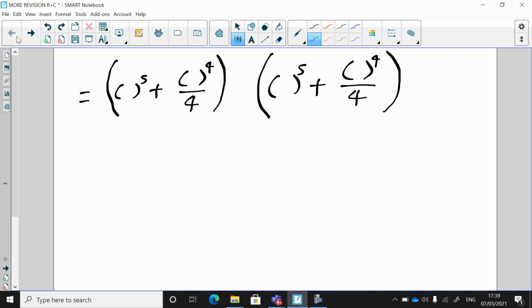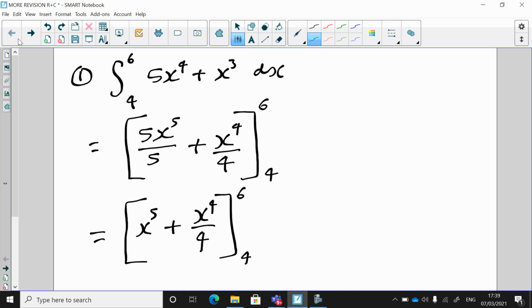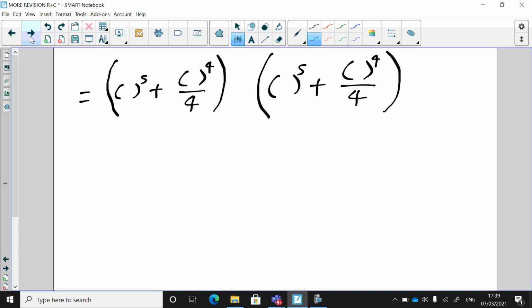So I'll just go back to show you the last way. So x to the 5 plus x to the 4 over 4. Right, we'll be inserting the limits in a moment. But between the 2 brackets, it's always a minus. We're always subtracting. So let's put in my limits. So we're upper limit of 6 and my lower limit is 4.